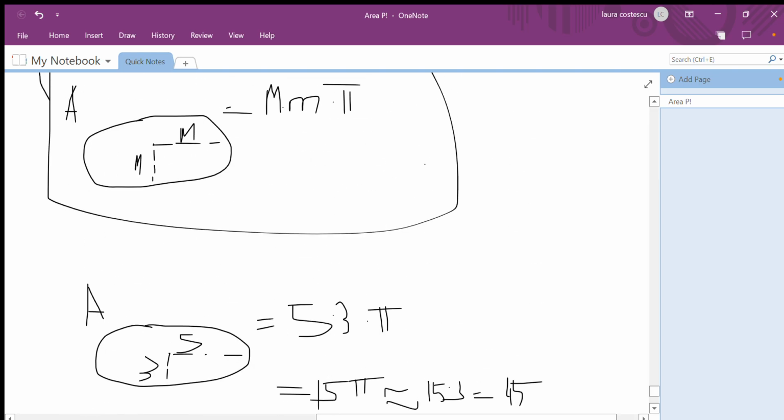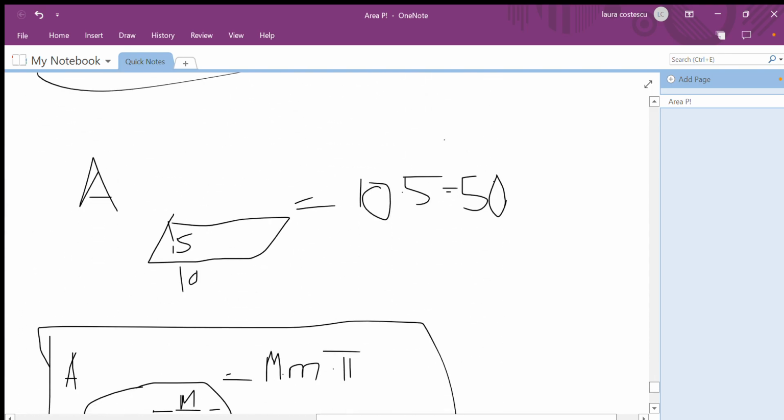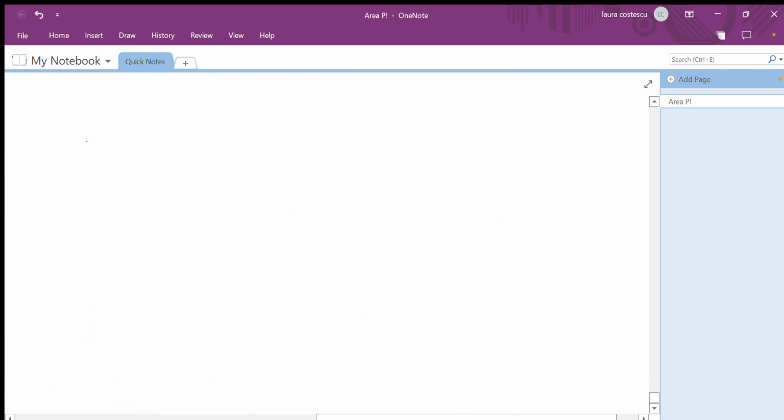Now I think I got covered every shape. Now if you got any ideas, put them in the comment section.